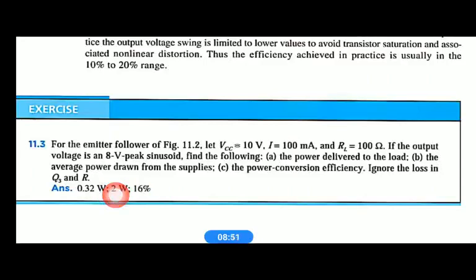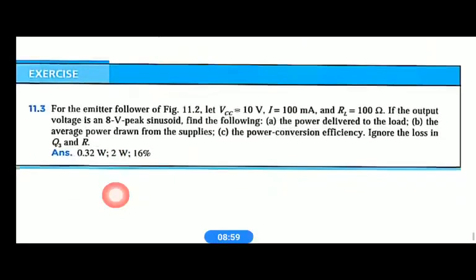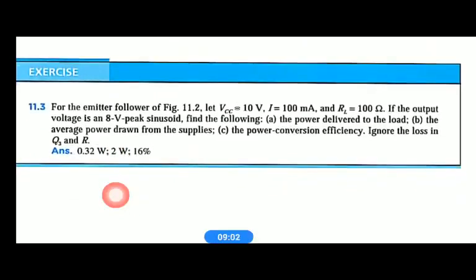So this completes the class A output stage power amplifier. We'll continue our discussion in the next session with one more type of output stage power amplifier, that is the class B power amplifier.